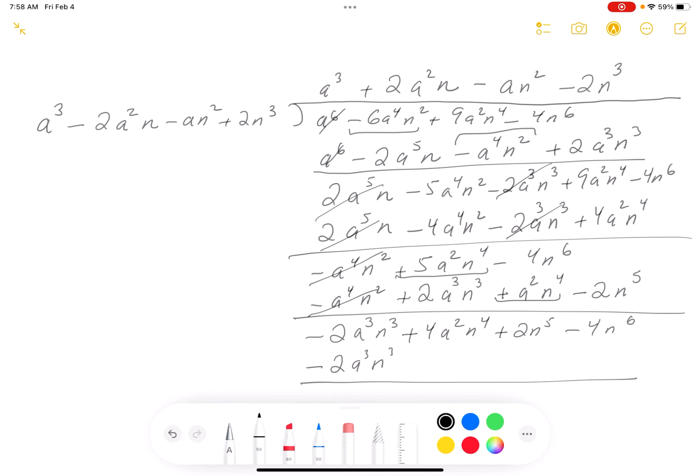Let's see, that's going to be plus 4a squared n^4. And then I'm going to get plus 2a n^5 minus 4n^6. You know what? I'm starting to see a little tiny error coming into the problem.